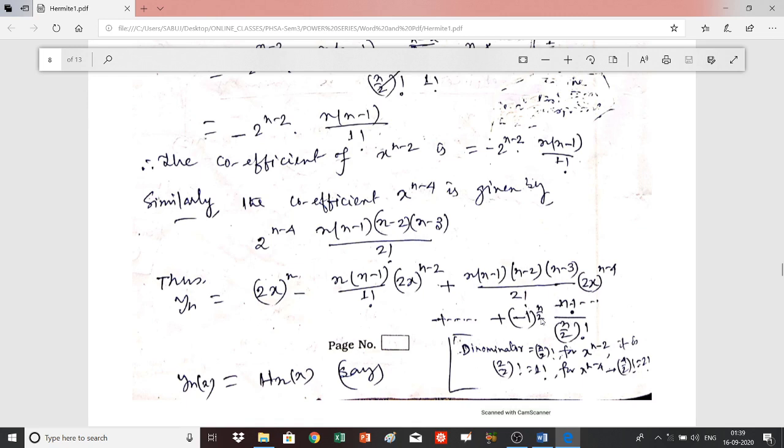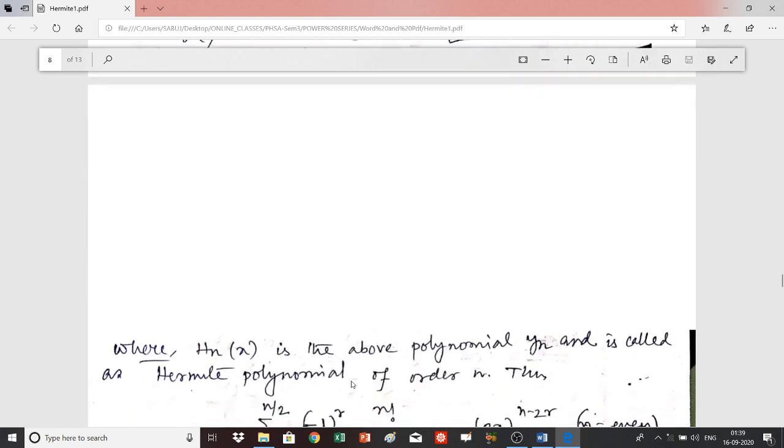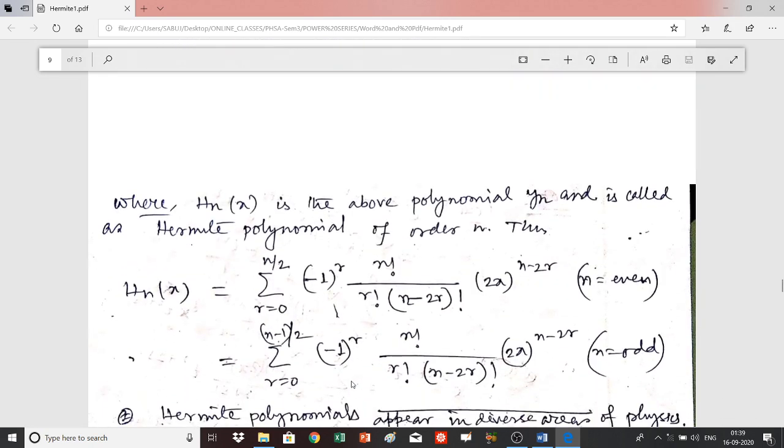Okay, so you can write it as, since it is nothing but Hn(x), that is the Hermite polynomial, yn is equal to Hn(x), and I write it as this. So Hn is called the Hermite polynomial of the approximation.